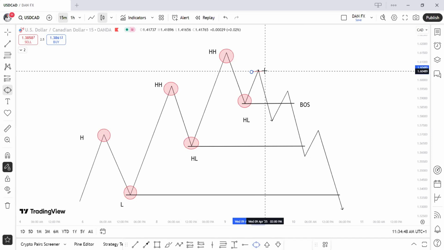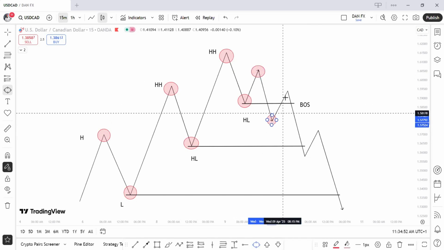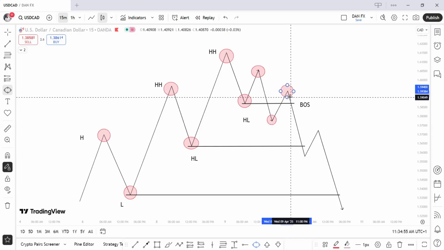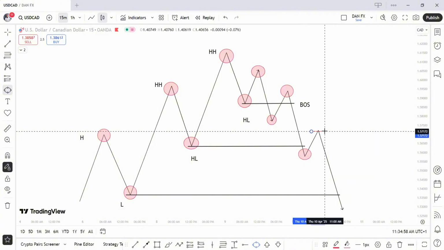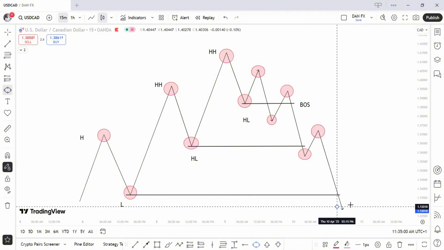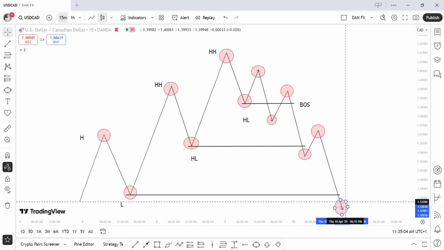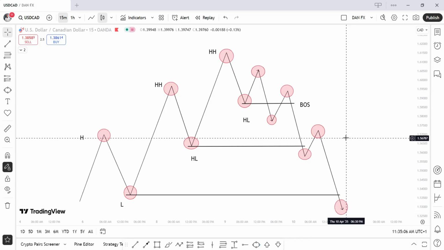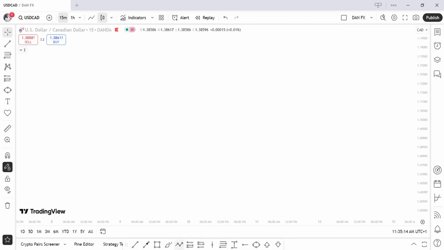Now we have a lower high here, lower low here, lower high here, lower low here, lower high here, and then lower low here. So you need to be able to identify this break of structure, because that's what's going to tell you when the trend is being changed from an uptrend to a downtrend, or from a downtrend to an uptrend. Let's give an example of the trend changing from a downtrend to an uptrend.